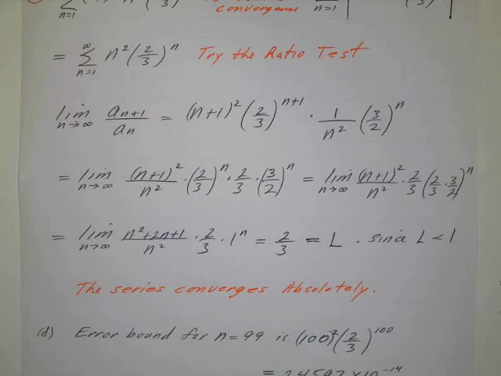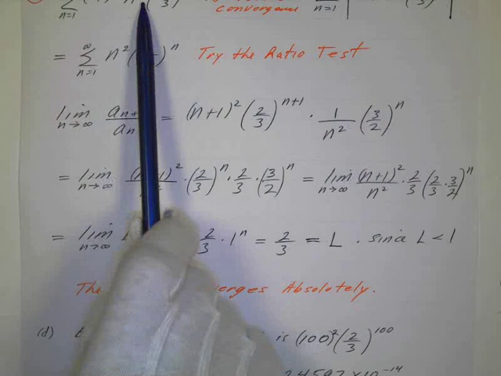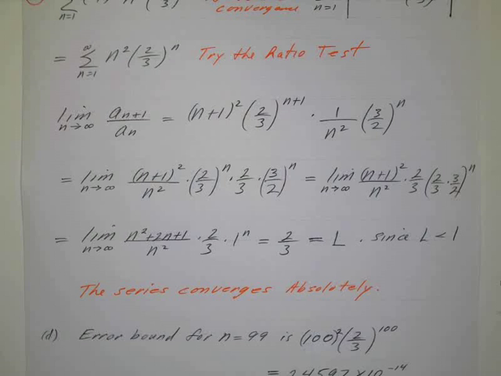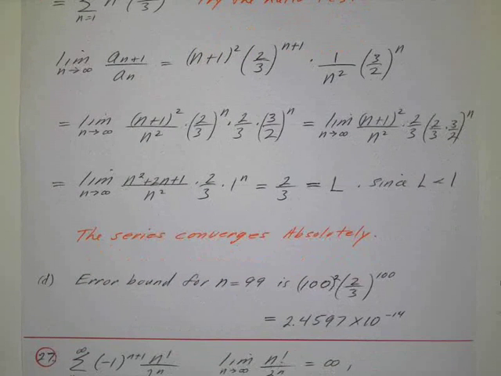All right, and we want to try the error bound for n equals 99. So that's just going to be 100 squared times 2/3 to the 100, and that ends up being 2.4597. I think it rounds off to 2.46 times 10 to the negative 14. So when you work that out, that's what you should get. Okay, so that's number 26.